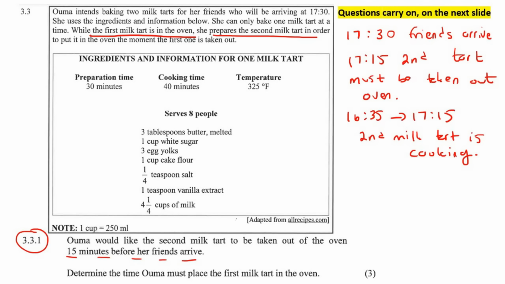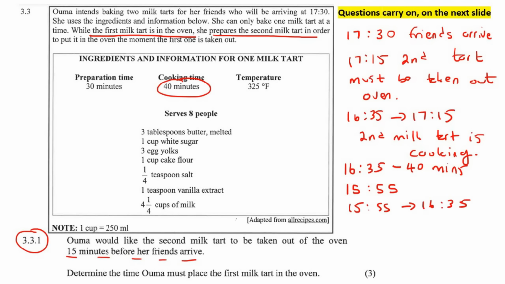So what happened immediately at 16:35? Well, that is when she would have taken the first milk tart out of the oven and put the second milk tart into the oven. So what we can do now is we can look at 16:35 and we can take away another 40 minutes, which was the time that the first milk tart would have cooked. Okay, so if we minus 40 minutes, that would take us to 15:55. So from 15:55 up to 16:35, that's when the first milk tart is cooking.